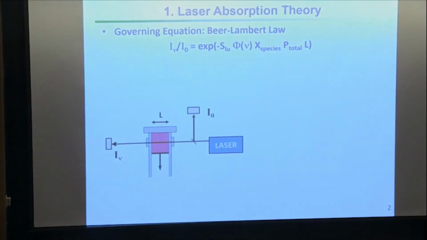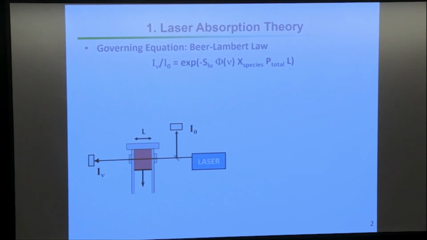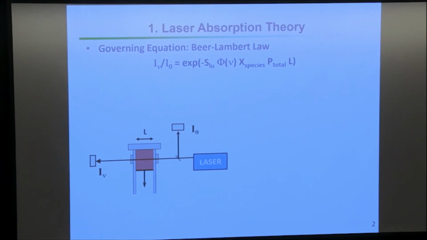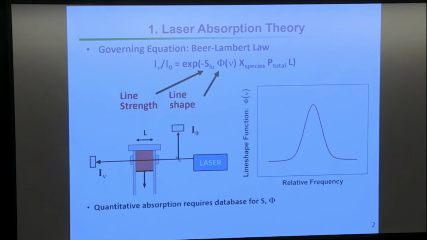And we're always looking to measure new species. That's always going on. All right. So you're now very comfortable with Beer's law. We usually have to assume properties are uniform along the line of sight. Small molecules, we have to know the line strength, the line shape factor, and the length in order to infer the species partial pressure. So we need to have a quantitative database for S and Phi, or we have to measure it ourselves.